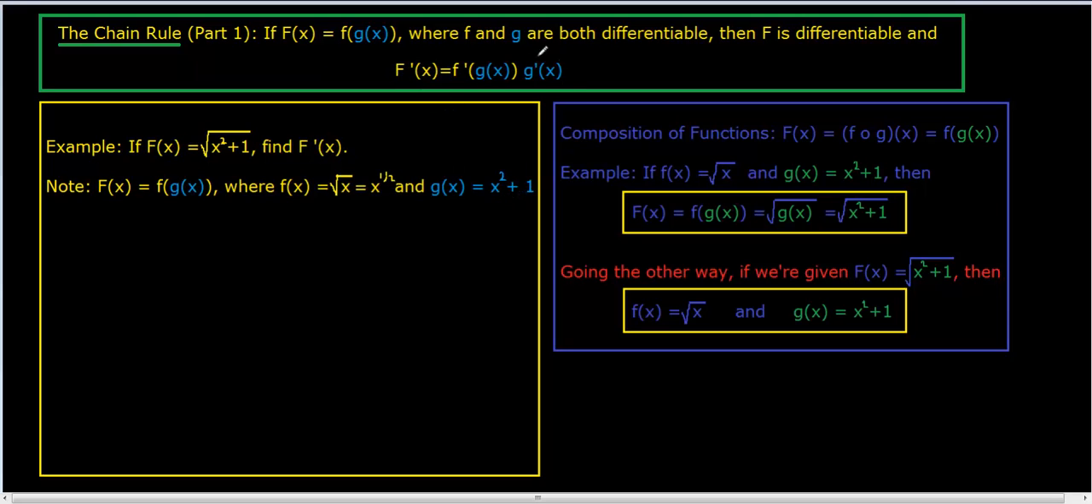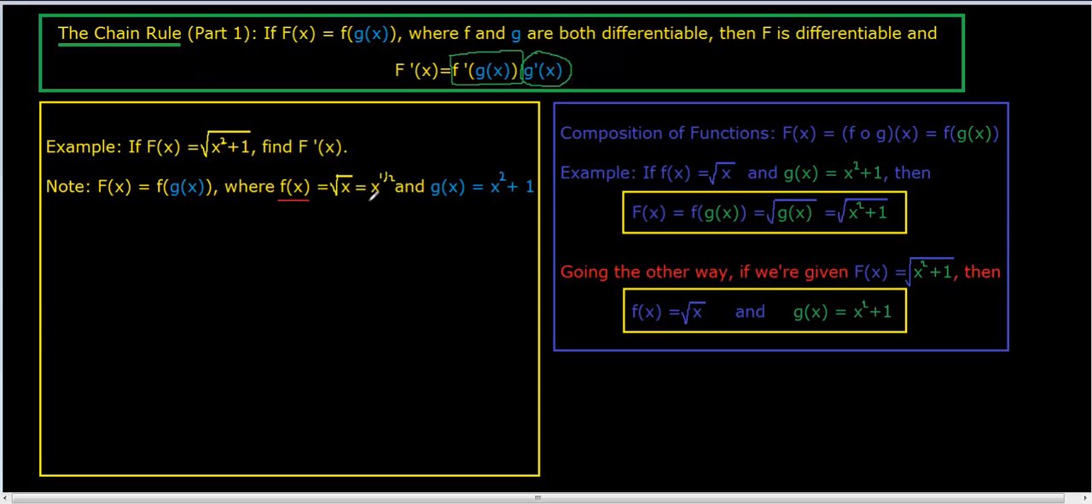And now in our formula, here we're finally going to get to our formula. Our formula for capital F prime is little f prime of g of x times little g prime of x. So there are two parts. The first part is taking the derivative of the little f and then substituting little g. Then we just multiply times little g prime. So we're going to have to find f prime first. So let's find f prime.